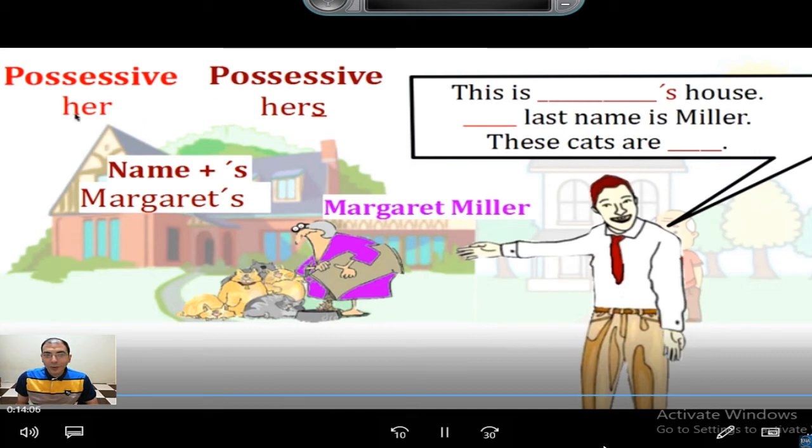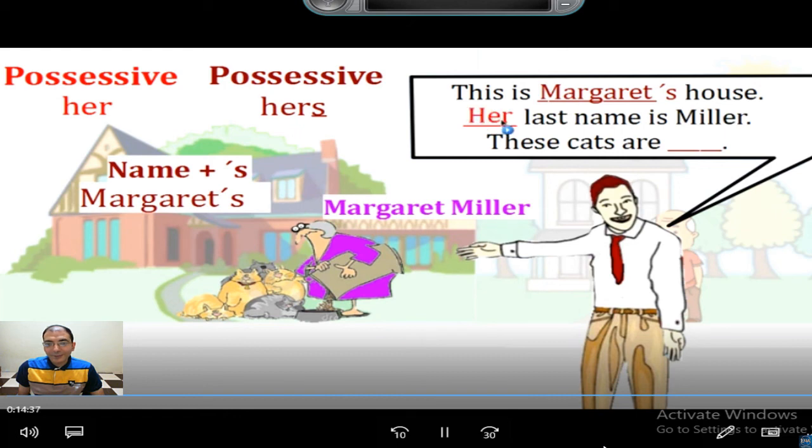So remember, we have three types of possessives. للملكية يوجد ثلاث طرق للتعبير عن الملكية. صفة الملكية هي hers. ضمير الملكية هي with an S. بالاس. And a name and apostrophe S. أو استخدام اسم الملكية. Margaret's. مثل Margaret's. Okay. Margaret's house. هذا هو منزل مارغريت.